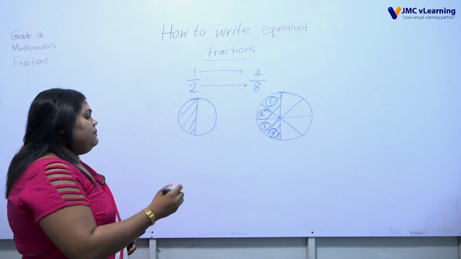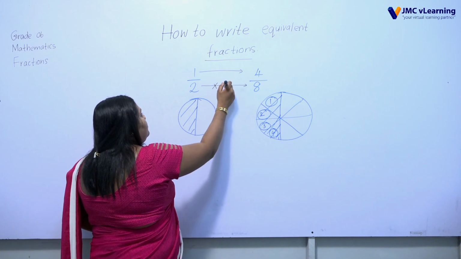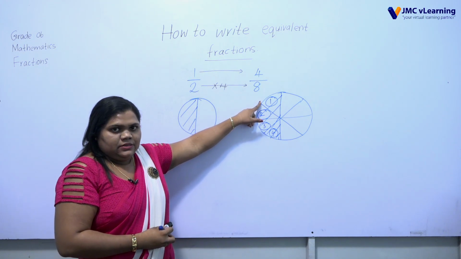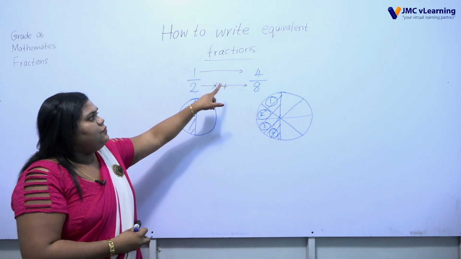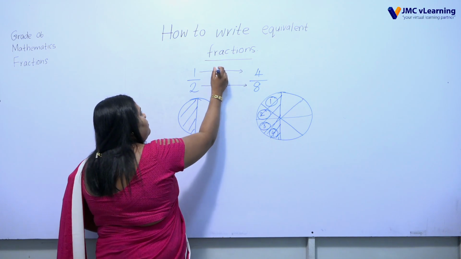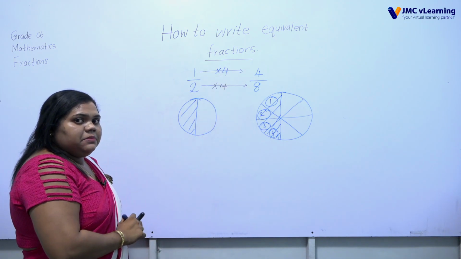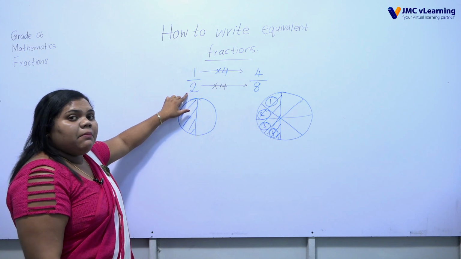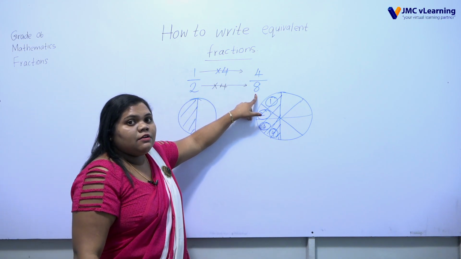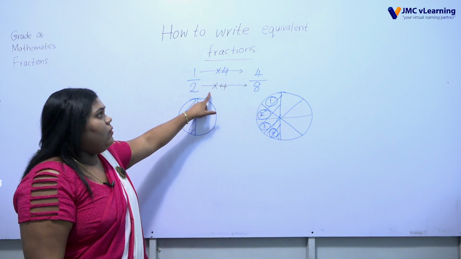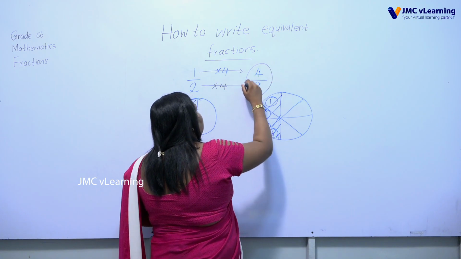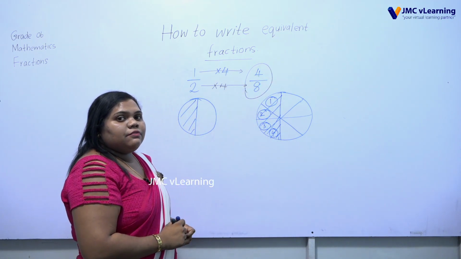2 times 4, 8. Now 1 into 4. How can you convert 1 into 4? So you have to multiply 1 by 4. Okay children, it means now we have multiplied denominator and numerator both by the same number to get an equivalent fraction. 2 times 4 and 1 times 4. Are you clear? Then we can get an equivalent fraction for the given fraction.